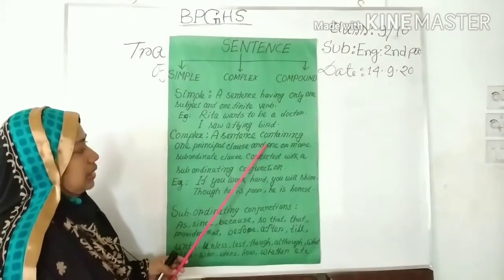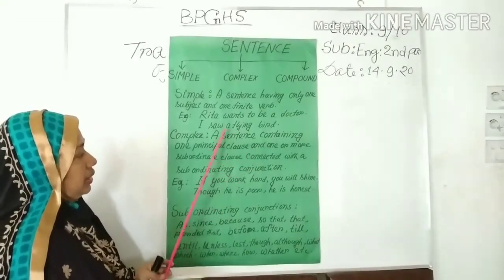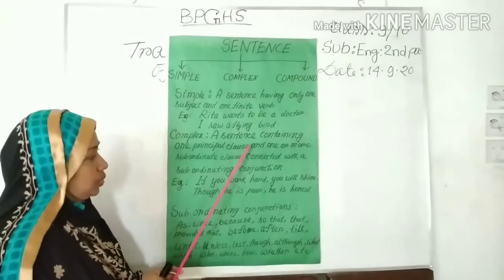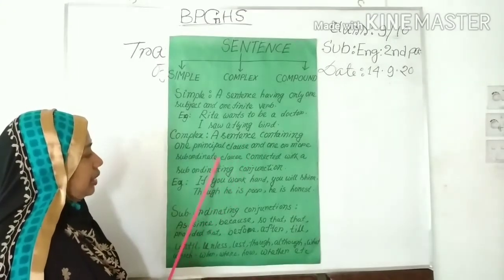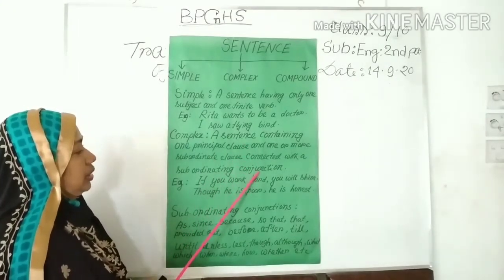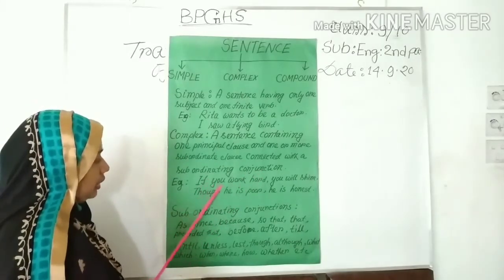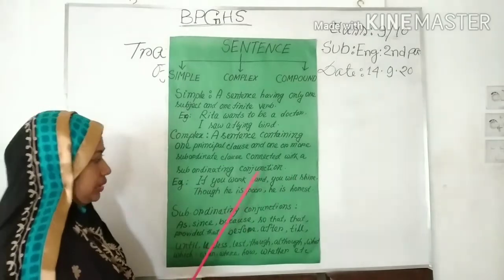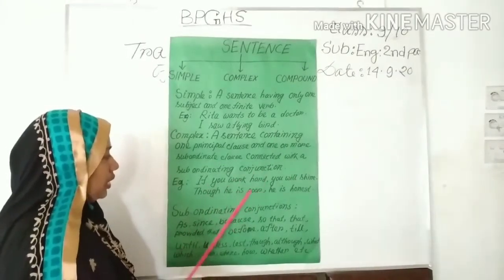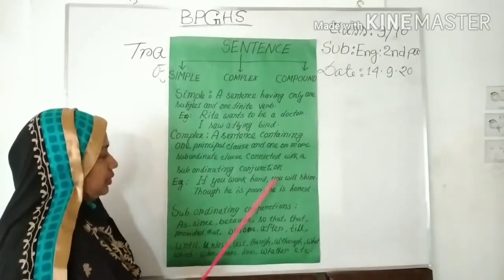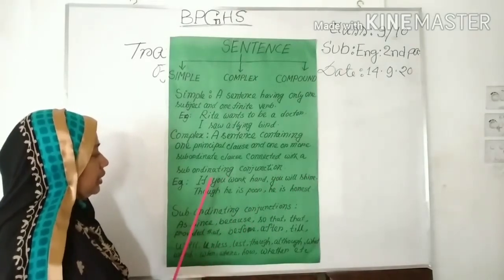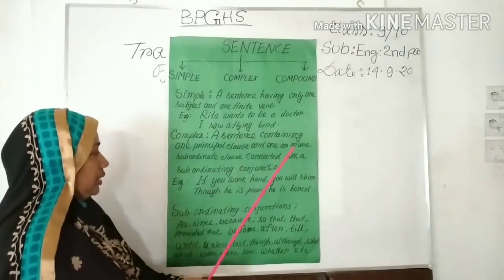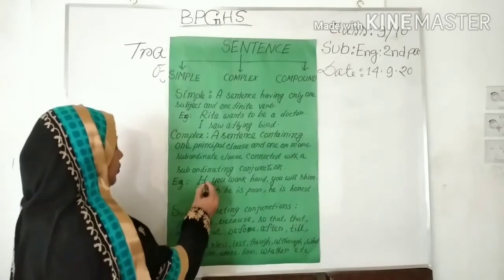Yes, now comes the term clause. It is the combination of two clauses connected with a subordinating conjunction. Look at the example. If you work hard, you will shine. Here are two clauses. If you work hard and you will shine. Two clauses are connected with a conjunction, if.